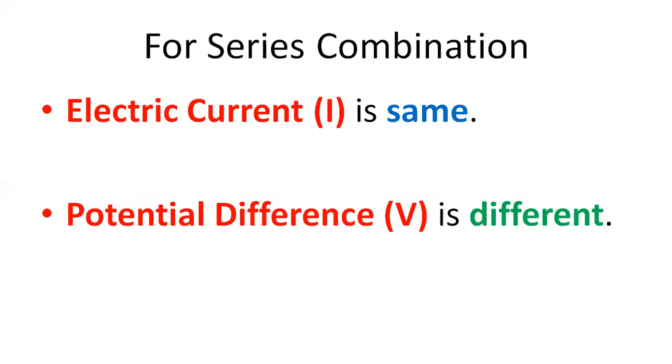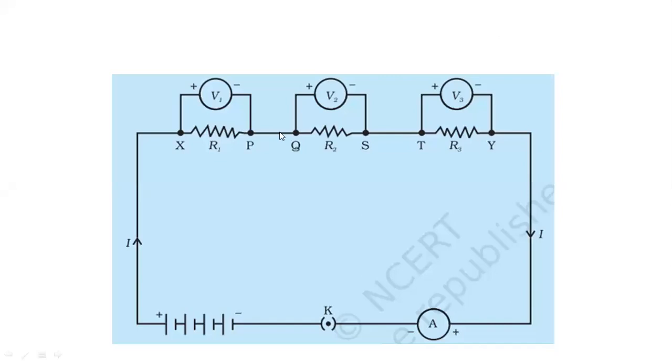Okay. So for series combination, electric current is same. You have to understand, for series combination, electric current is same. You already have seen it, no? Electric current value didn't change. Even if the value of resistances were different, current was same.